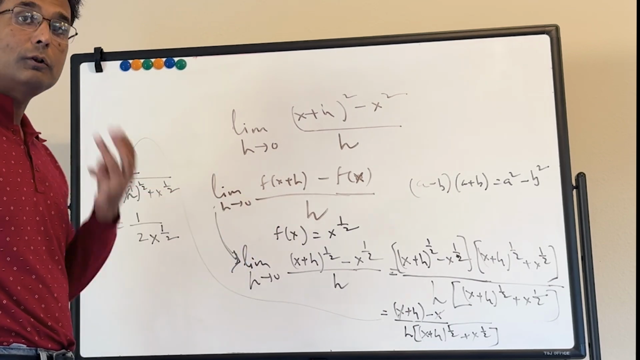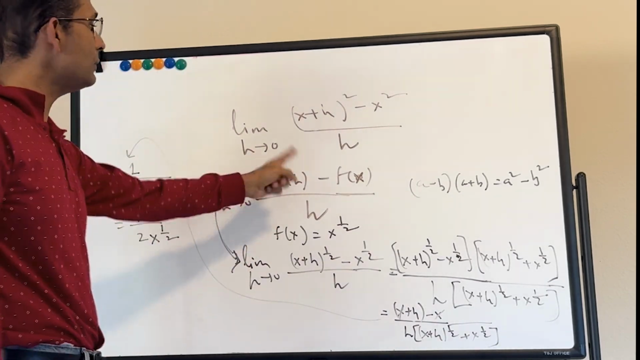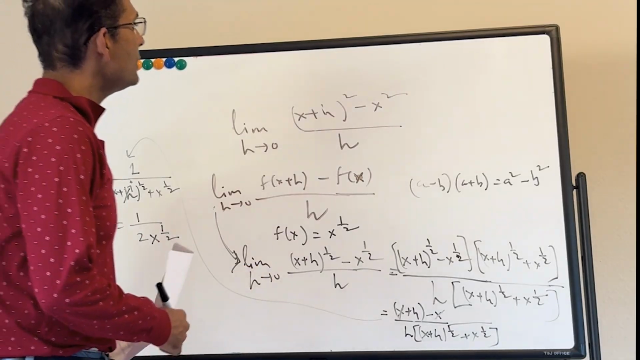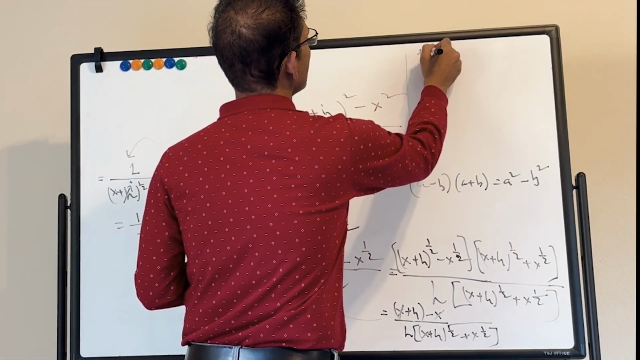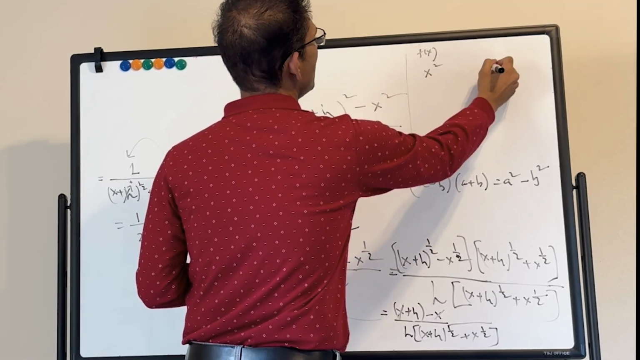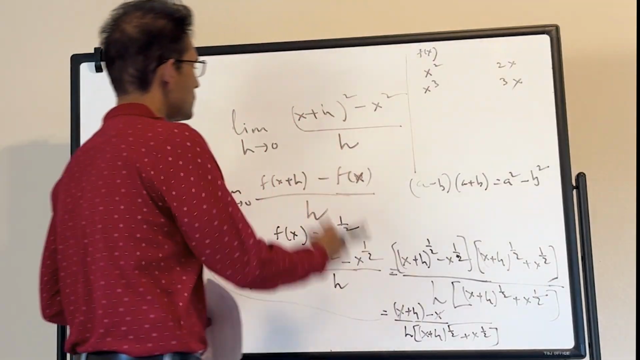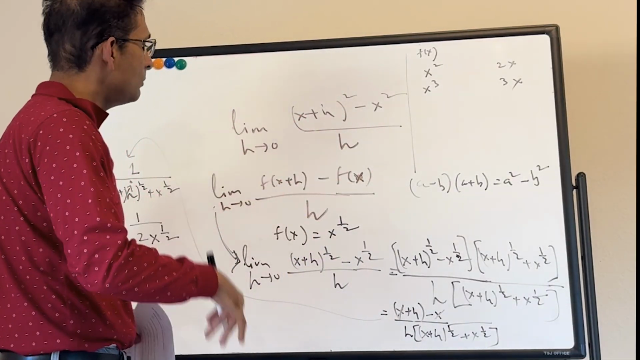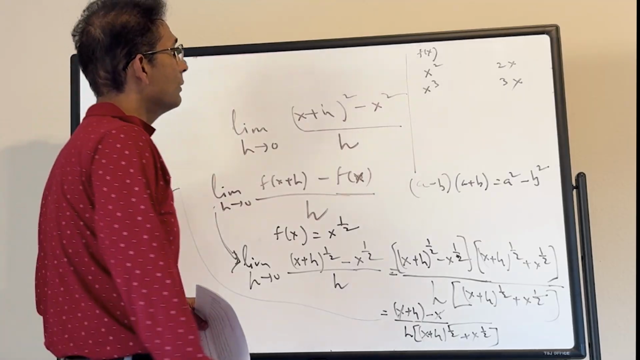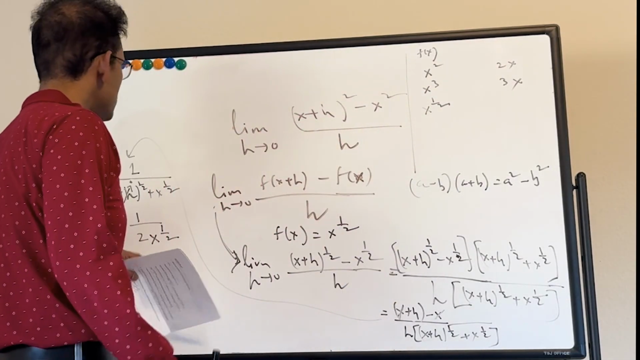We took 3 examples, and we found this limit. The limits are as follows. When f of x was x squared, the limit was 2x. When f of x was x cubed, the limit was 3x squared. This limit is f of x plus h minus f of x divided by h, as h goes towards 0. And when f of x was x to the half, what you got is this.